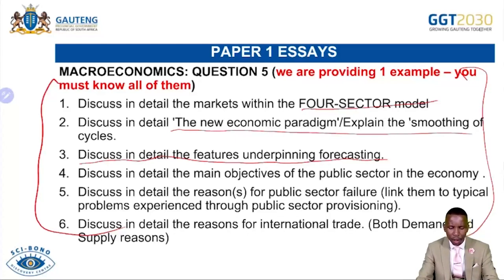Discuss in detail reasons for public sector failure, link them to typical problems experienced through public sector provisioning. And then discuss in detail reasons for international trade, both demand and supply. In this case, remember this essay is too long also. This number 6. The examiner can simply say discuss demand reasons. One can say also discuss supply, but then it can also be a composite to say discuss reasons, both demand and supply. The essay will be too open for you to acquire the marks as you need.